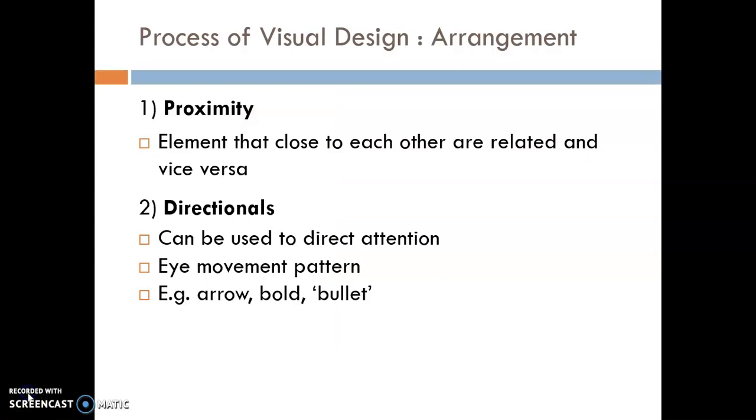We call this arrangement. The first principle is proximity, and the second is direction. Viewers assume that elements close to each other are related, and those that are far apart are unrelated. Use this principle by putting related elements close together and moving unrelated elements apart. This is an example of using proximity.